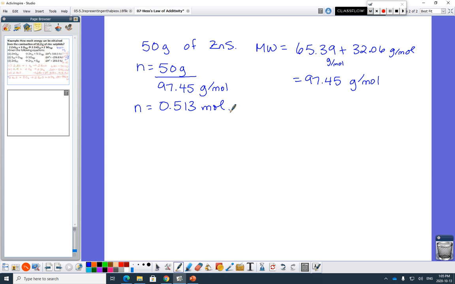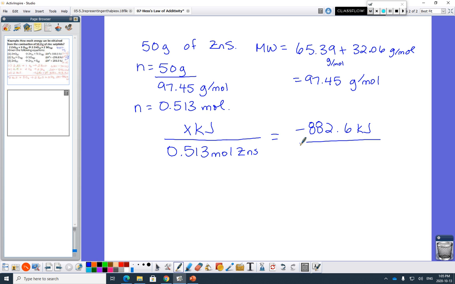Okay, so we're going to do the same thing, same story. How many kilojoules for 0.513 moles of zinc sulfide? And then usually you have to use your answer from A. So we found the reaction's value was 882.6 for how many moles of zinc sulfide? What's in the reaction?